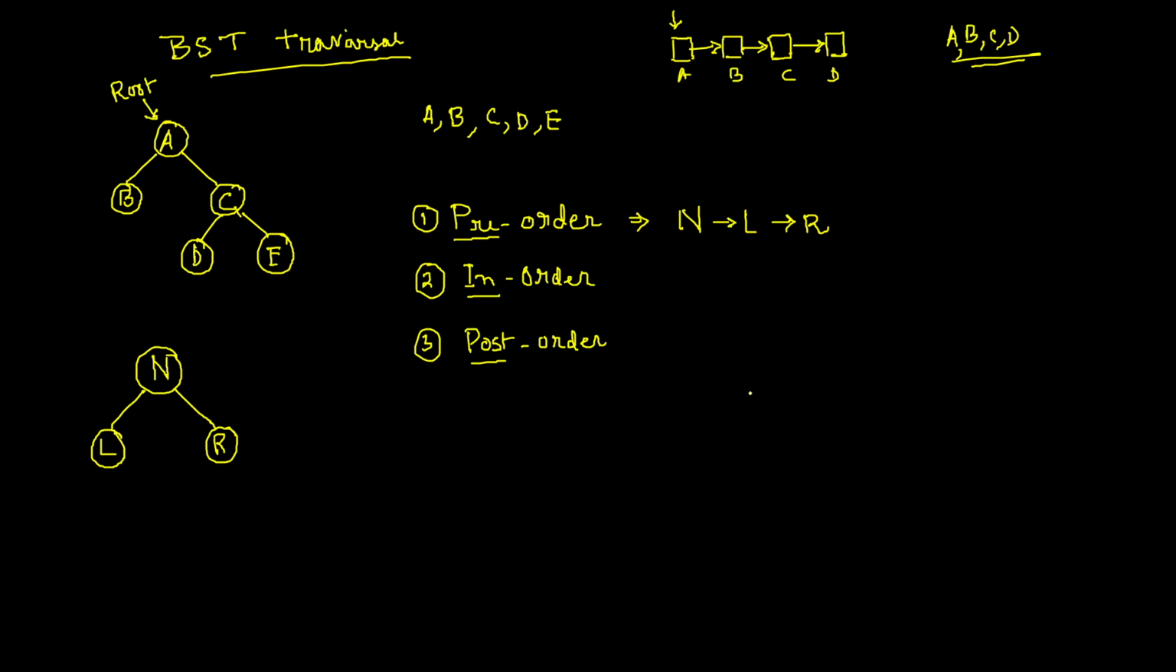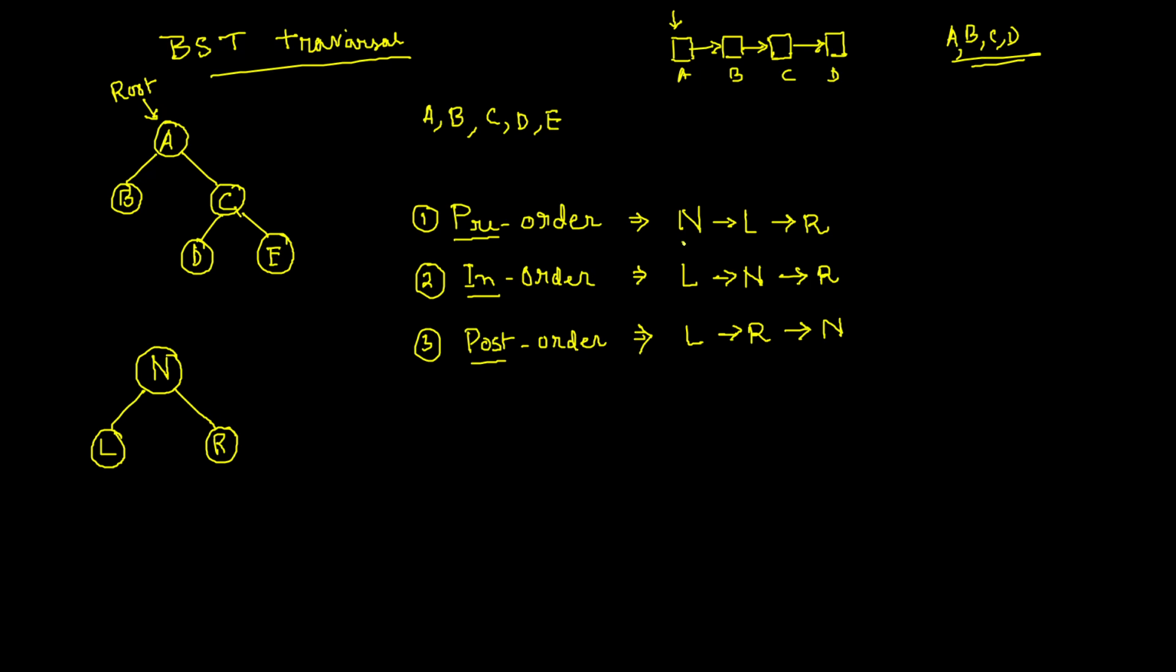Similarly, if you go for inorder, the left child will be visited first, then the node, that is the parent, then the right child will be visited. And in case of postorder, the children are visited first and then the parent. So first the left child, then the right child, then the parent, that is N.